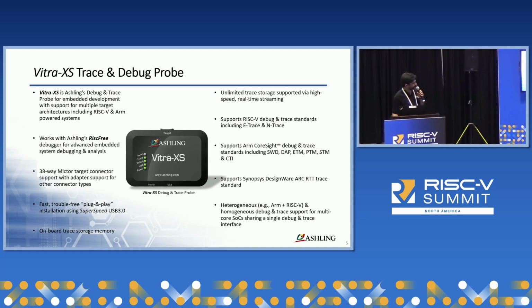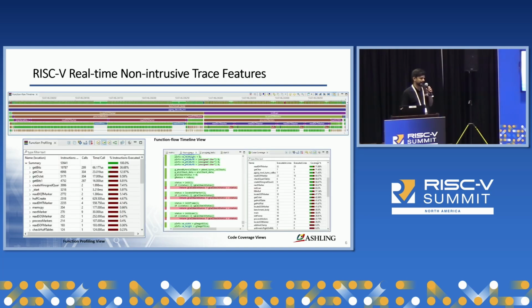So that's on the Vitra-XS debug and trace probe. And this slide should give you a good idea of how much insight you get into your program using this Vitra-XS and RiscFree. Just showing you some of the highlights here, like the one you see on the top, what we call the function flow timeline view. It gives you a complete call stack at any point of your debugging. So you run your target maybe for 10 minutes, half an hour, one day, you still have the entire call stack of your application. So if you're looking into an exception happening or something, just look at the call stack. You can zoom in, zoom out, and see what exactly was happening.